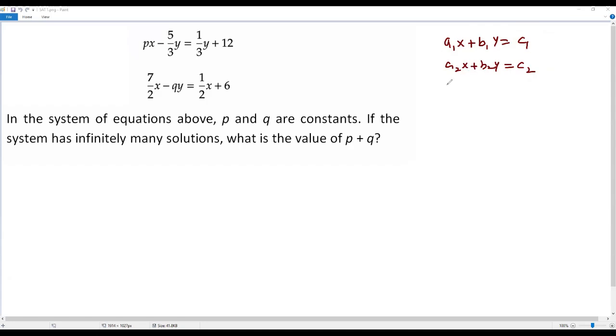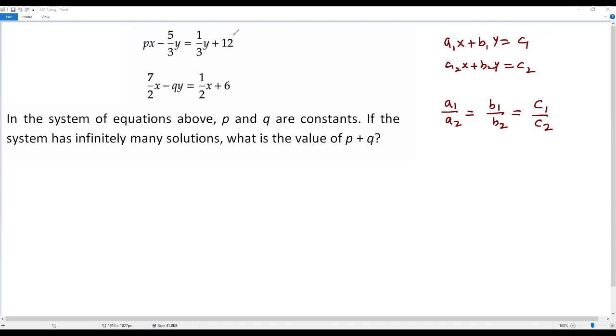Okay, here let me find the ratio of the coefficients of x. Then we get a1 over a2, and also the ratio of the coefficients of y, that is b1 over b2, and the ratio of the constant terms, c1 over c2. If a system of two linear equations in standard form has infinitely many solutions, then the ratio of the coefficients of x, the ratio of the coefficients of y, and the ratio of the constant terms must be equal.